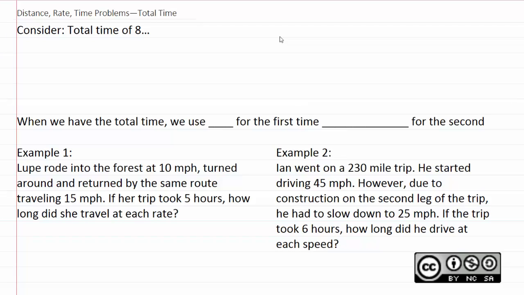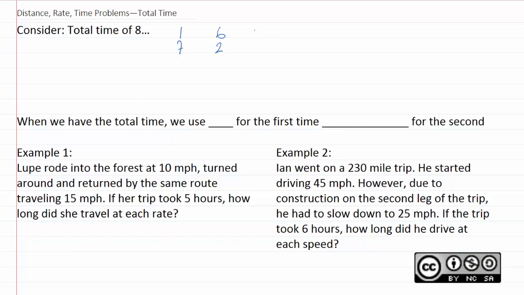The last variant that we'll see of these distance rate time problems happens when we have a certain allotted time that we split up into two legs of the trip. And this is something very similar to what we saw with the age problems. If you have a total time of 8, if you know that you spend 1 hour going somewhere, that leaves you 7 hours to get back. If you spend 6 hours going somewhere, that leaves you with 2 hours to head back.